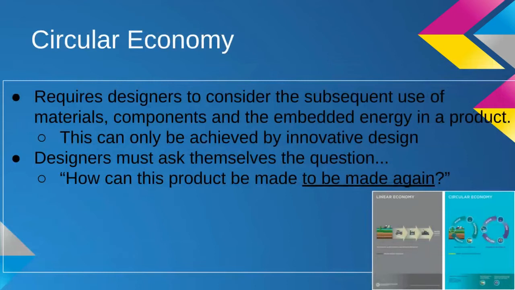On the bottom right, there's a nice visual that explains what the circular economy looks like versus the linear economy. They both start with raw materials. The difference is the circular economy has no end. It just keeps on going. The linear economy is made for use and then disposal. At the bottom of this, you'll see that last statement underlined: how can this product be made to be made again? And that's really what the circular economy is all about.